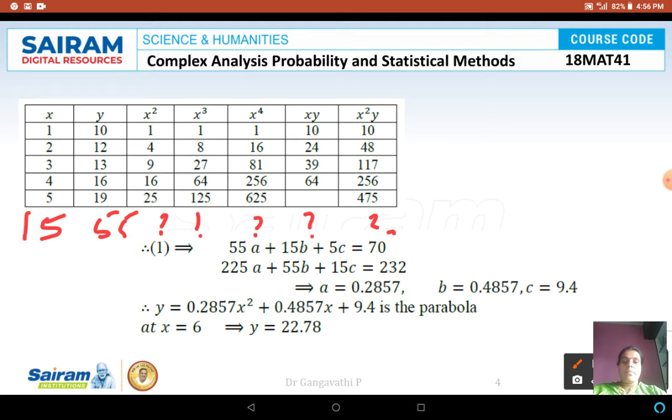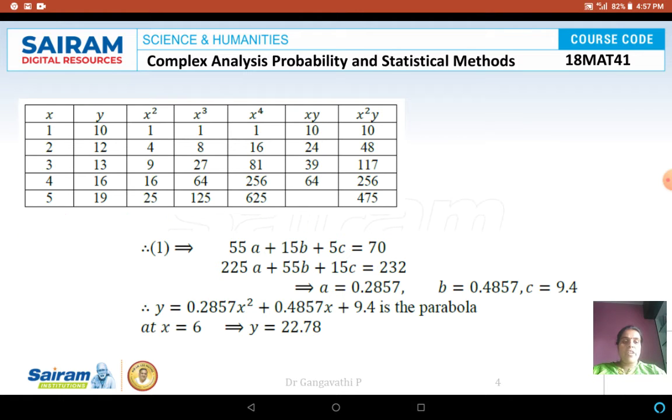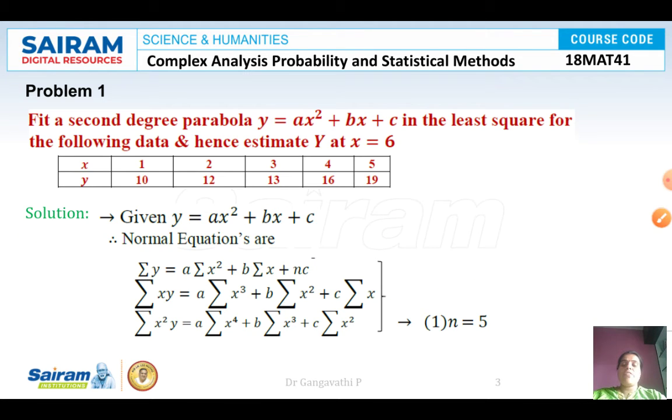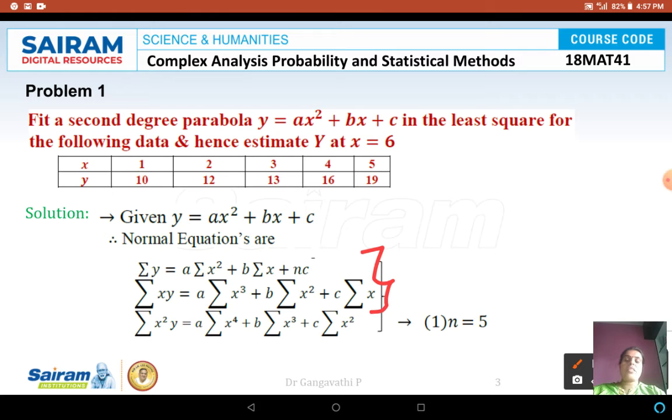Once we substitute in that equation, how do we actually solve it? There are 3 equations to be solved. If there were only 2 equations, you could solve them simultaneously. So when you have 3 equations, you can consider 2 equations at a time. First consider these 2 equations and find the values of 2 unknowns. Then consider any other 2, either first and third or second and third, and find another value. Once after getting 2 unknowns, you can substitute them in any one of the equations and get the third unknown.